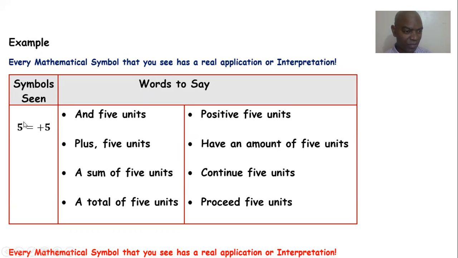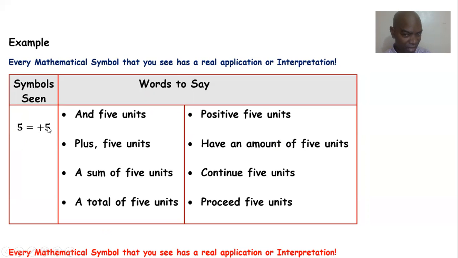So if you see a number by itself, like 5, you will say 5. But you can also say and 5 units, because there's an invisible plus sign there. You can say a plus 5 units because there's an invisible plus. You can say a sum of 5 units, a sum of 5. You can say a total of 5, because that sign can also be called a total of 5.